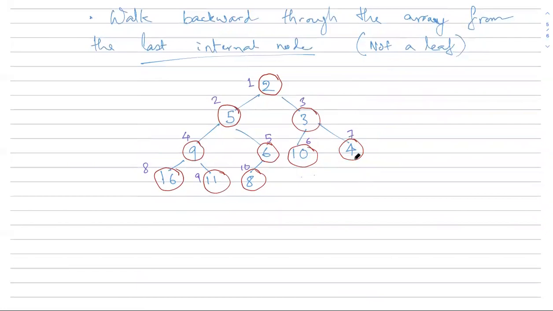So the last internal node would be here. This is the last internal node because 4, 10, 16, 11, 8, these are all leaves. So walk backward through the array from the last internal node. So we are going essentially starting from this node onwards, backward.